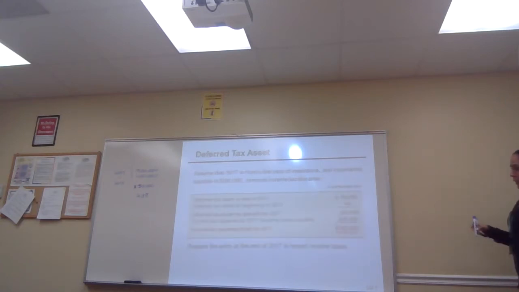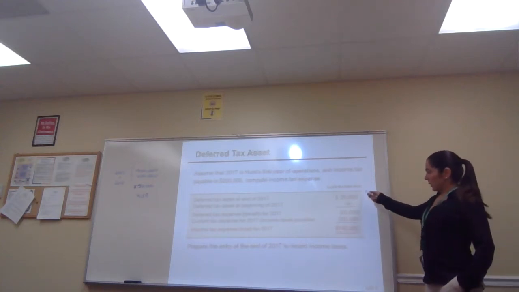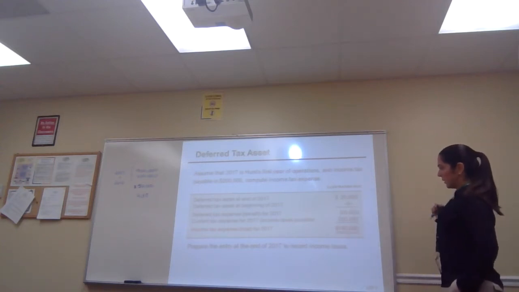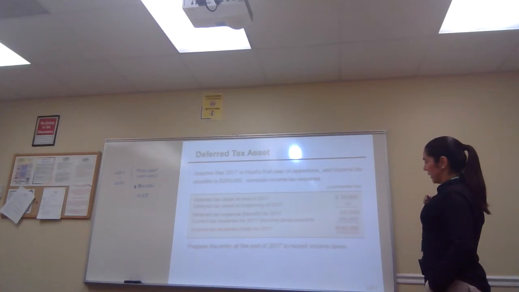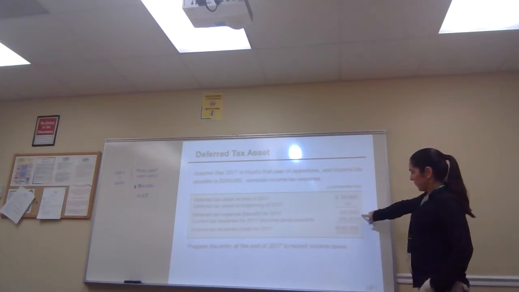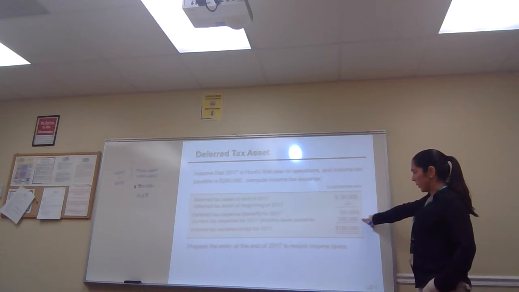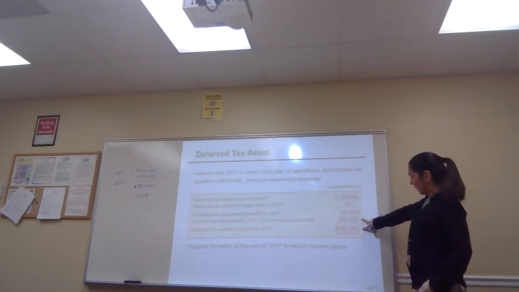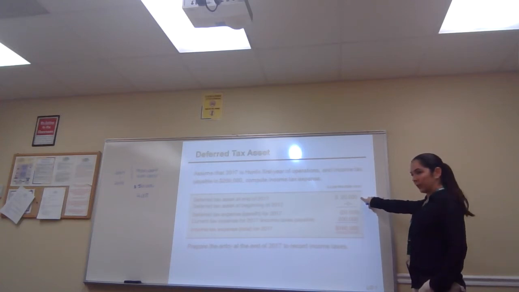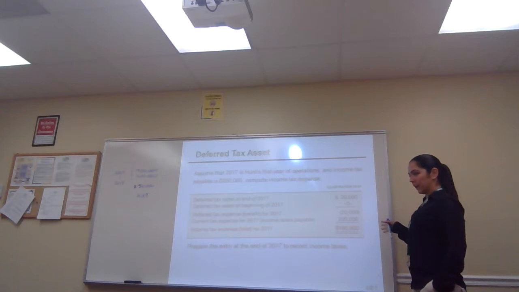So assuming that your deferred tax asset at the beginning of the year is 0, this is your ending balance of 2017. Your deferred tax expense benefit of 20,000 is here. Your current tax expense for income tax payable is 200, and your income tax expense for GAAP is 180. So that's the difference. The difference between the two is your deferred tax asset. Same thing we just did for deferred tax liability, but we're doing it now for deferred tax asset. So you following that?